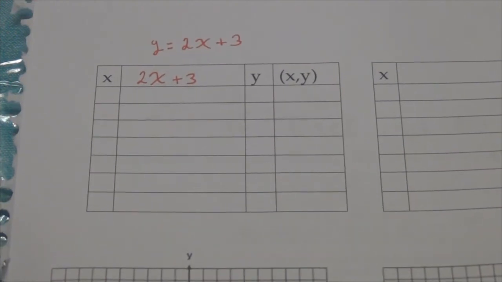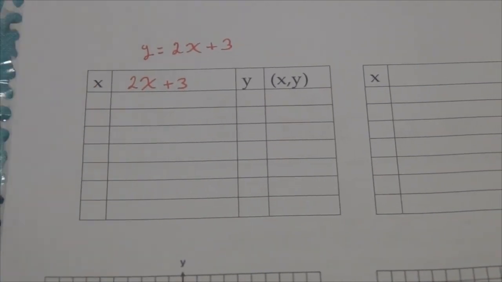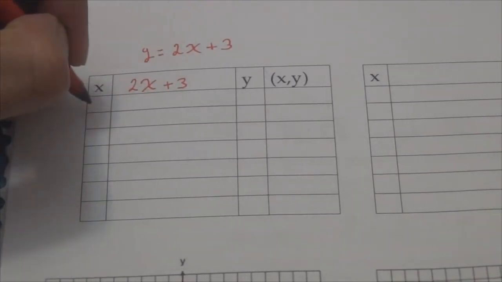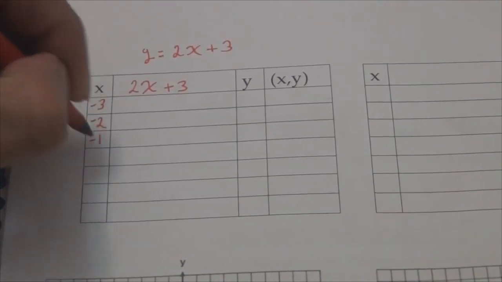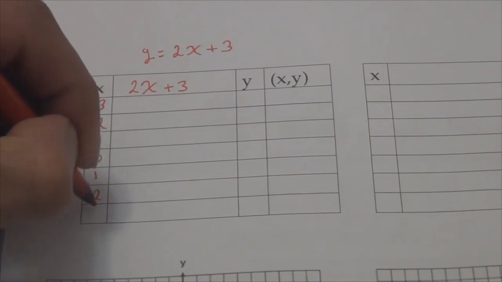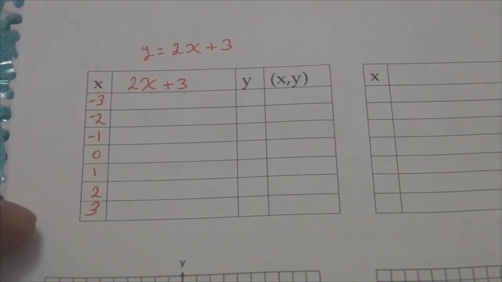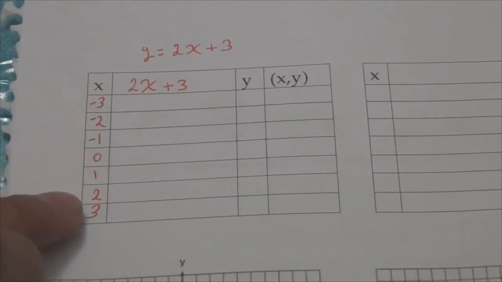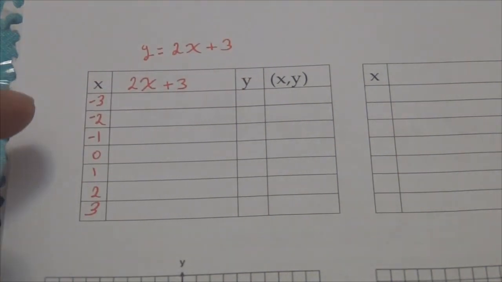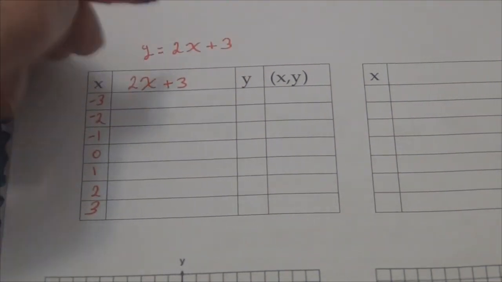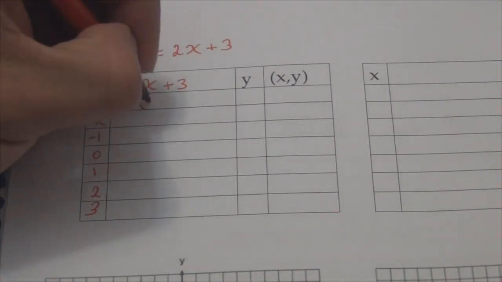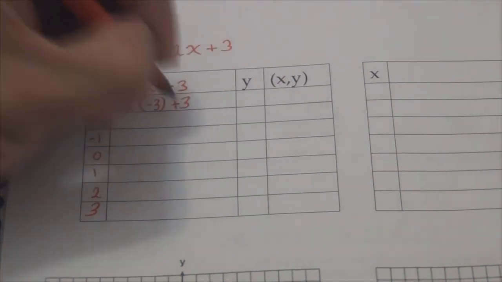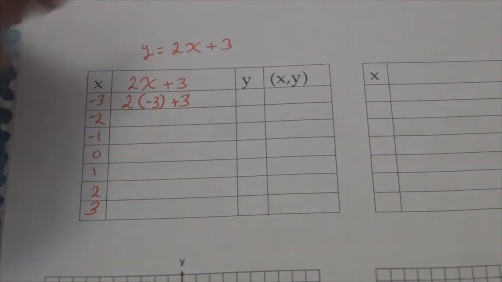Let's complete our table of values by hand. Later on you could just do it with the calculator. So I'm going to start at -3, then go to -2, -1, 0, 1, 2, 3. Are these always the values that I'm going to be giving? No. You give values according to what you think you should graph. So now what do I have here? Well, 2 times the value of x. The value of x in this case is -3 plus 3. See that? I have not calculated anything.